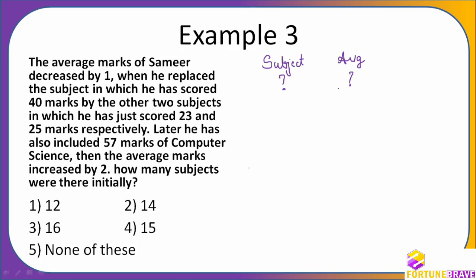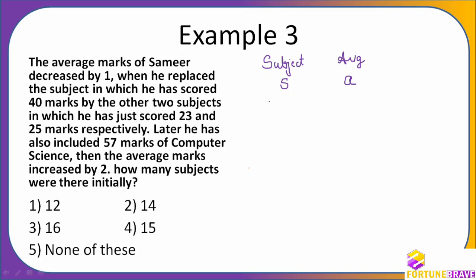So whatever it is, to make it clear to understand, we will give them some names. The number of subjects we'll call S, and the average we'll call A. So there are S subjects, and the average is A.